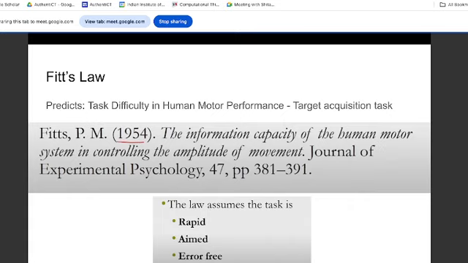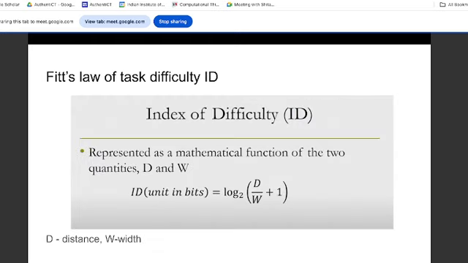This law assumes that the task is rapid, aimed, and error free. This is very important. These assumptions are very important because it is not for a slowly happening task. It is rapid. It is aimed, so there is a goal behind this task, and it is error free. The user doesn't make any mistakes while choosing this object. That is the highly important assumption of Fitts law.